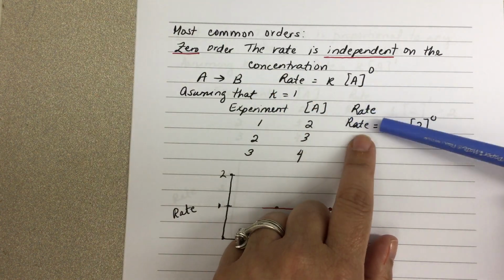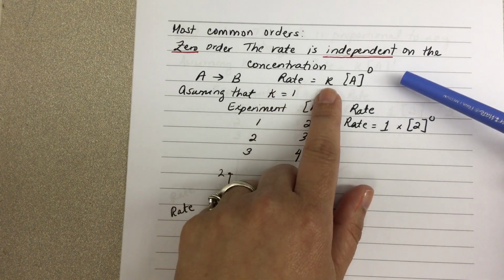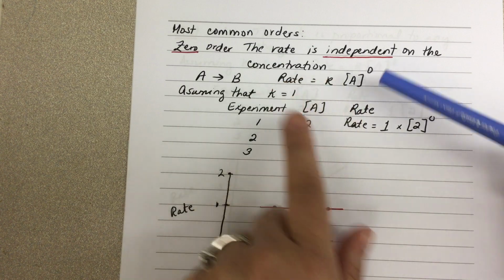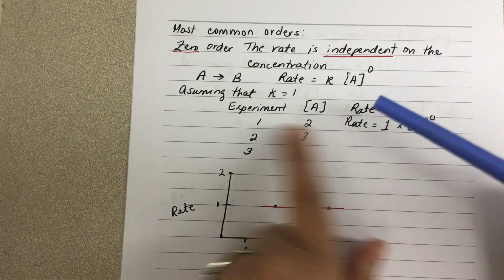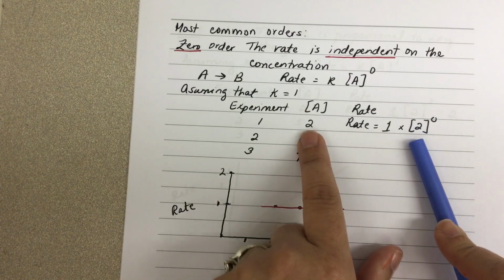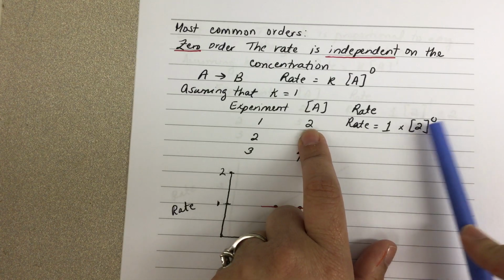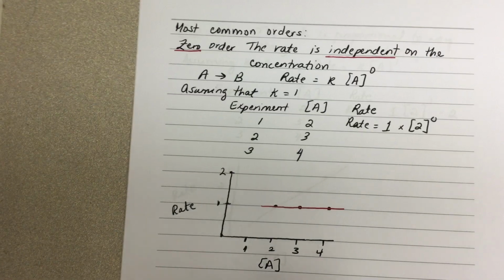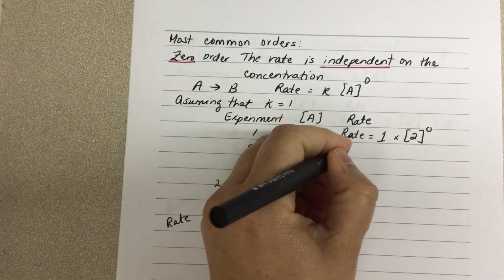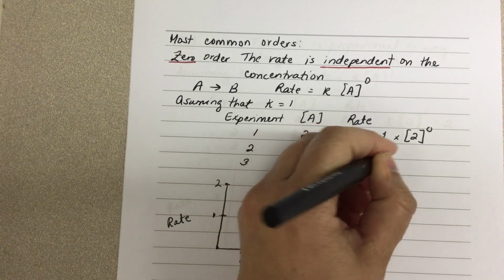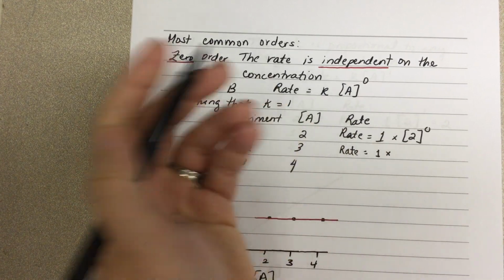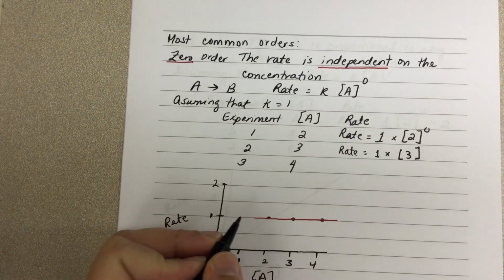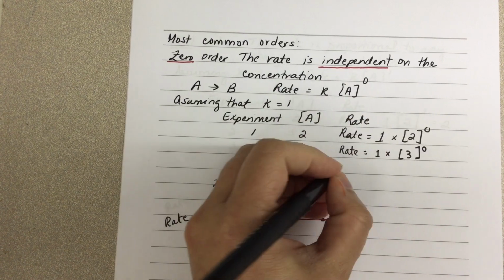So you can plug in your numbers here. The equation for your rate is the constant times the concentration raised to the power of zero. So you have here the rate for the first experiment. The concentration of A is 2, so I'm plugging in 2 there, and that's to the power of 0. And then we can do the same thing with the second one. The constant, for all of them, is 1. I'm giving you that number. The concentration for the second experiment for A is 3, and that's to the power of 0.